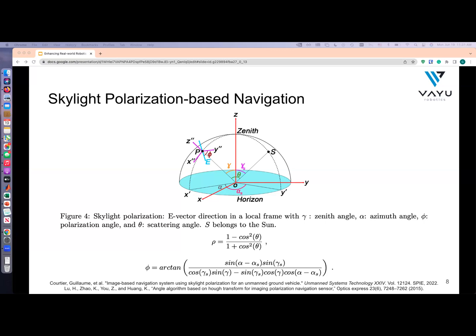The AOLP, as you can see here in the equation, is a function of both the zenith and the azimuth angles of the sun's and observation direction. Hence, with the known AOLP, we can solve for the heading angle.